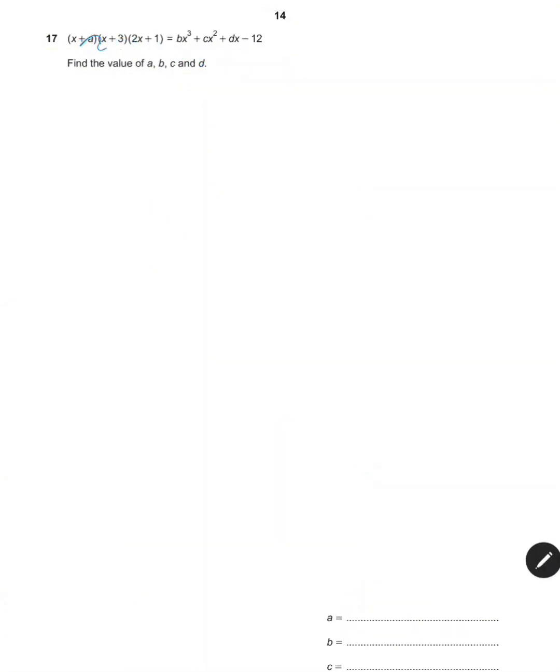Question 17, we've got a triple bracket that expands into this form, and we don't know what the numbers B, C, and D are, and that's what we're looking to find. So what I'm going to do is expand this triple bracket. I'm going to pick two of them and expand them. I've picked those two because they look like what I'm used to expanding. This one here hasn't got a number, it's got an A, so I'm going to leave that alone for now. Let's expand those two brackets.